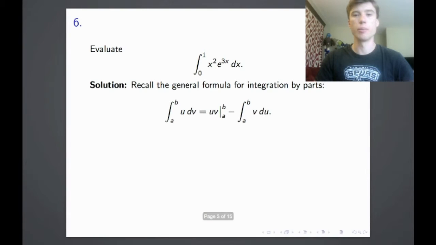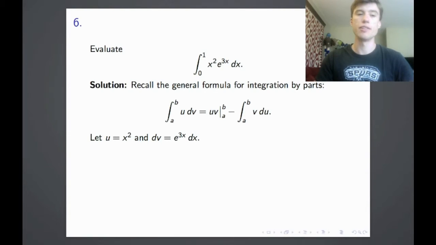Recall the general formula for integration by parts. The integral from a to b of u dv is equal to uv, evaluated from a to b, minus the integral from a to b of v du. In our case, we will let u equal x squared and dv equal e to the 3x dx.